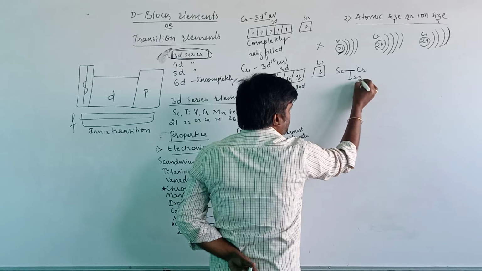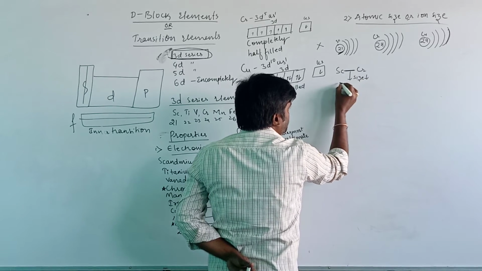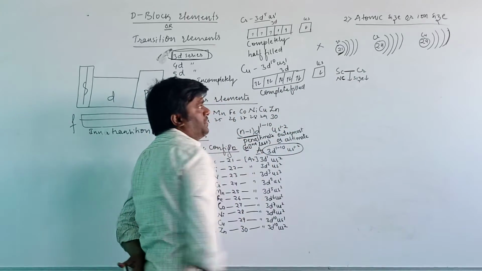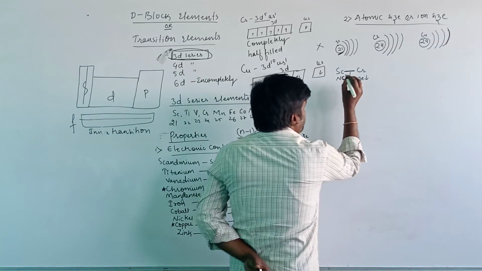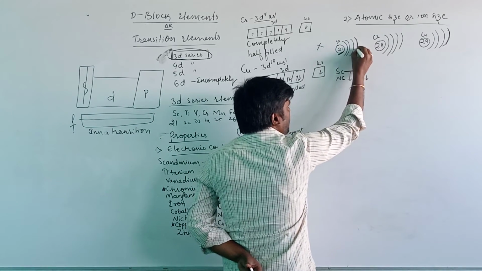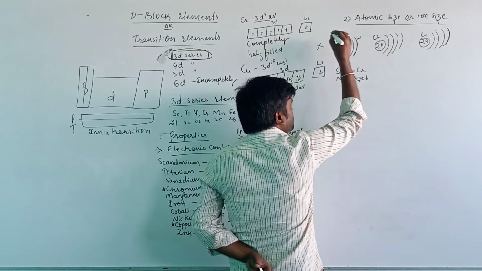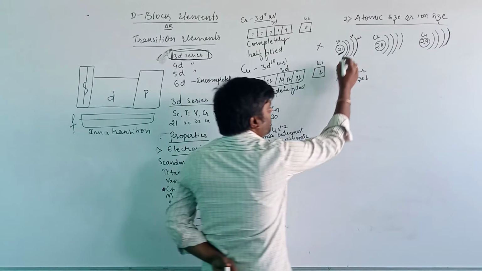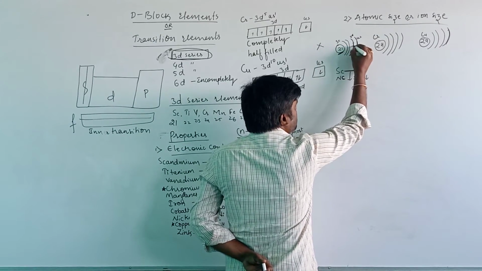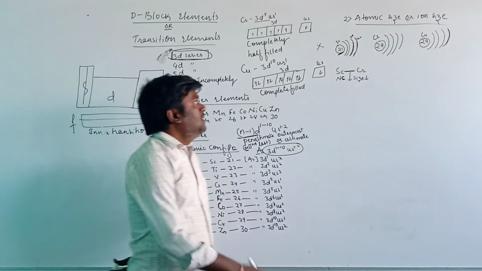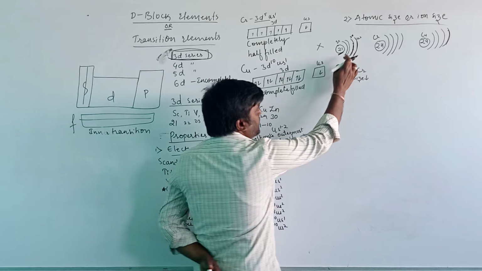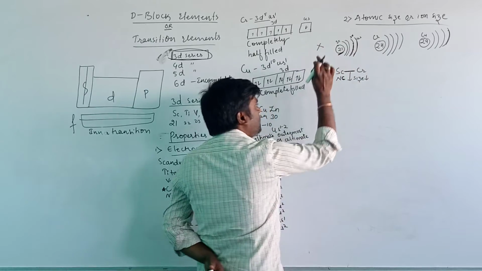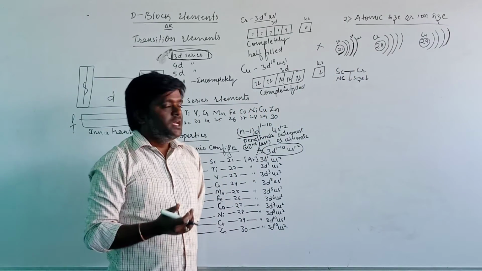The atomic size will decrease because the nuclear charge will be dominant over the screening effect. What is the screening effect here? The last electrons are entering into the inner orbit, consider this is the 4s, this is the 3d. Therefore, repulsion takes place between the outermost and innermost orbits. That repulsion between the outermost orbit and innermost orbit is known as the screening effect.